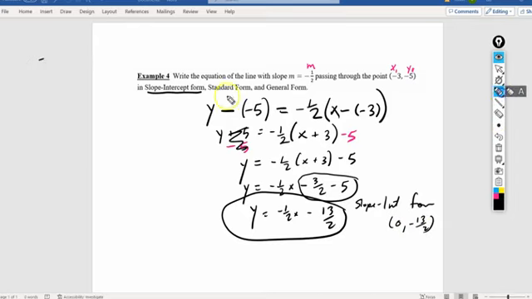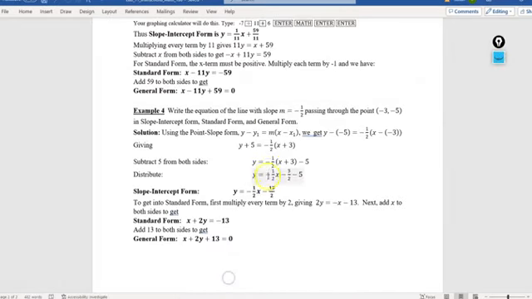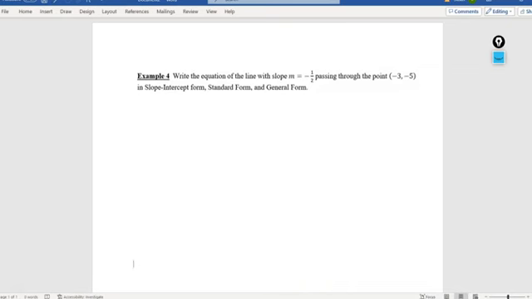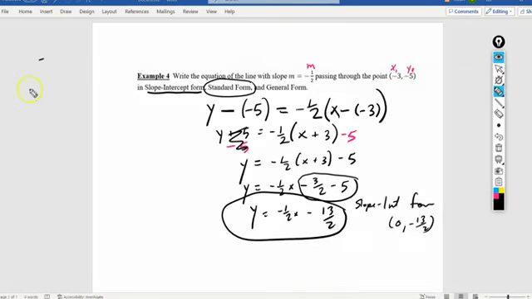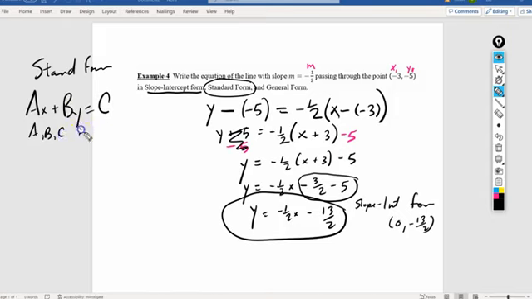Okay, now we want standard form. Oh, let me just check that my slope-intercept form is correct, because you don't want it to be wrong and then go on and keep doing stuff that's wrong. Okay, -1/2 x minus 13/2. Okay, so that's correct. So standard form has to be a times x plus b times y equals c, where a, b, and c are whole numbers, i.e. integers, and a has to be positive.